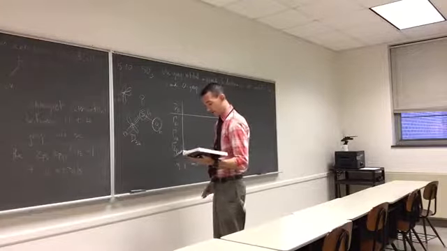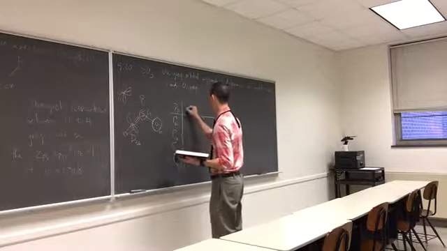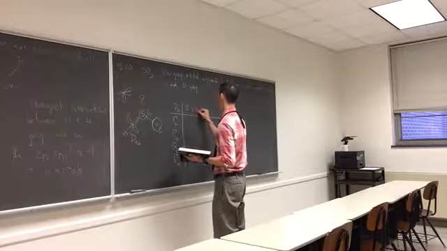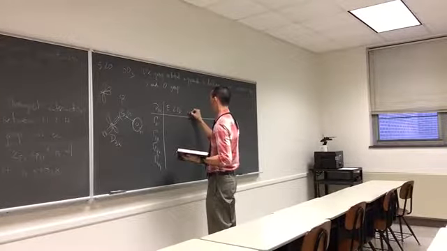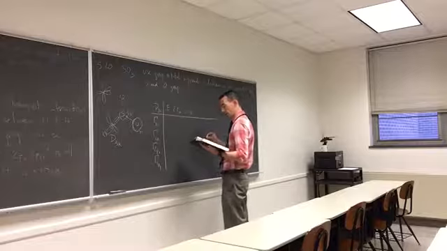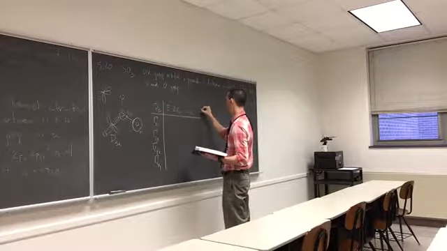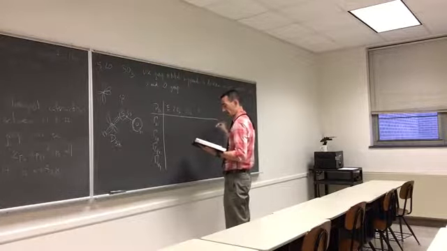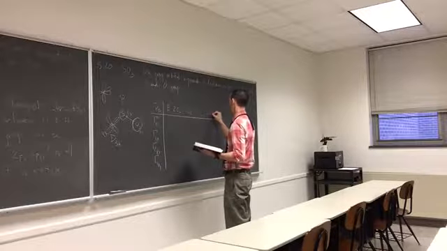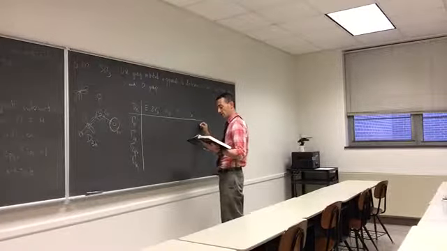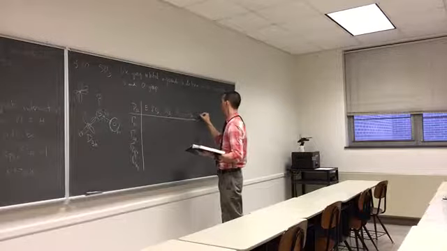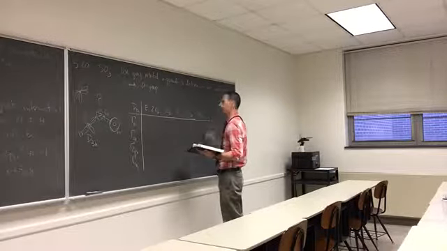Where'd you go, D3H? There we go. We've got an E, 2 C3s. We have 3 perpendicular C2s. We have sigma H. And then we have the 2 S3s, improper rotation reflections, and 3 sigma Vs.